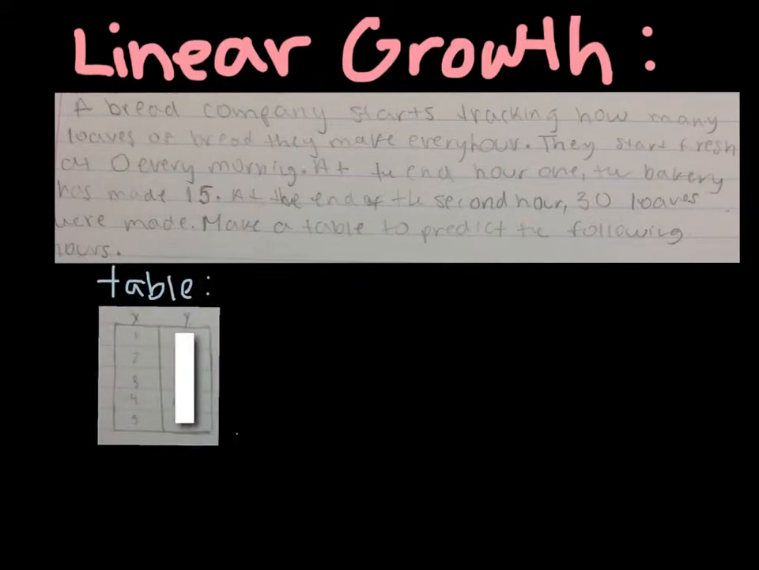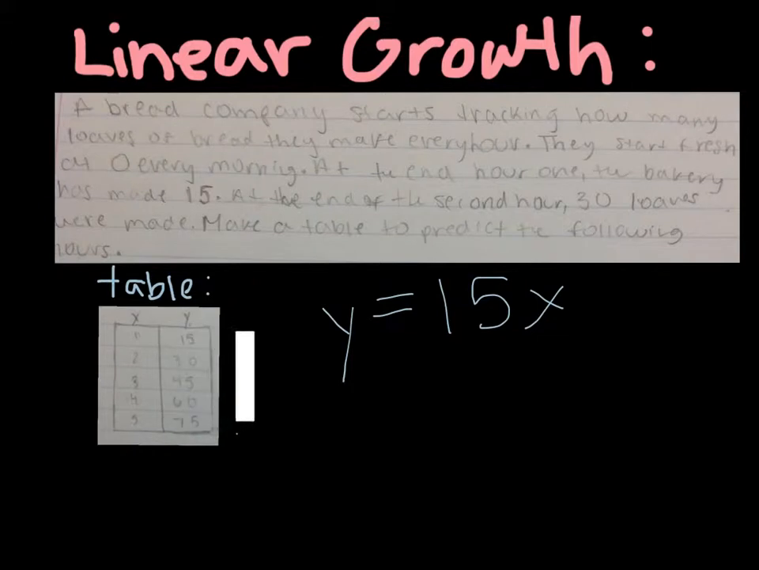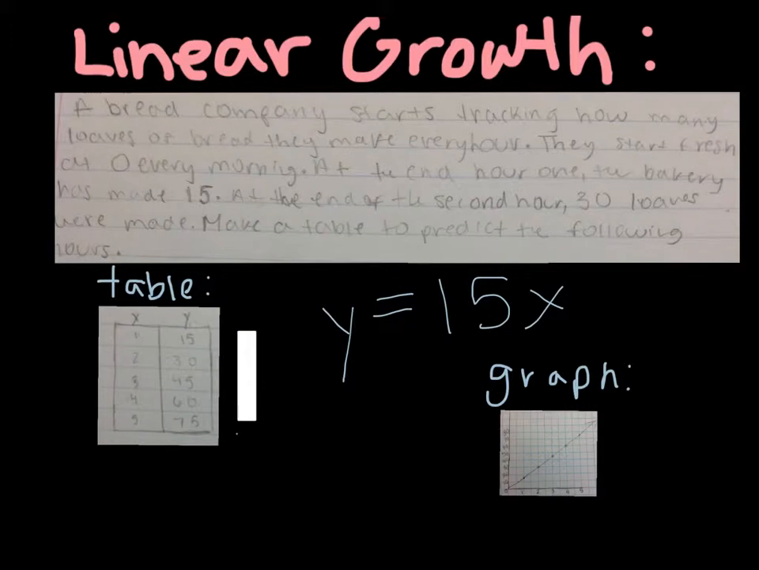The X column represents the hours. You know that each hour the company makes 15 loaves of bread. So you can see in each hour there are 15 more bread loaves made. The rule we wrote before is called the explicit rule, where y represents the amount of loaves and x represents the hours. And this is what the graph should look like.